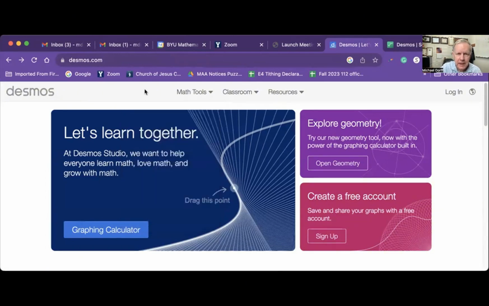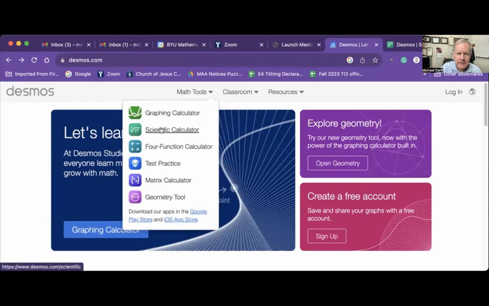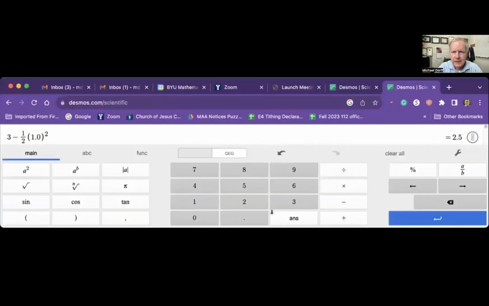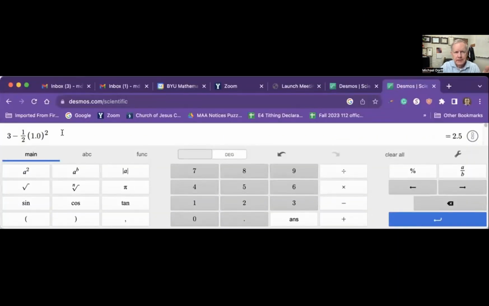And you can see here, they have different math tools. I'm going to use the scientific calculator one here. I can put in the values of the function here to figure out what things are. I've done a little bit of that up here. I wanted to figure out the value of the function when x was 1. My function was 3 minus 1/2 x squared, so I put in 1, and over here comes out that y value, 2.5.